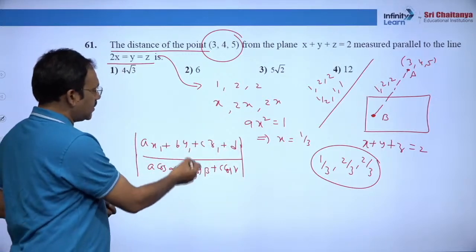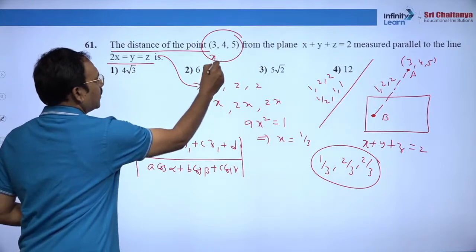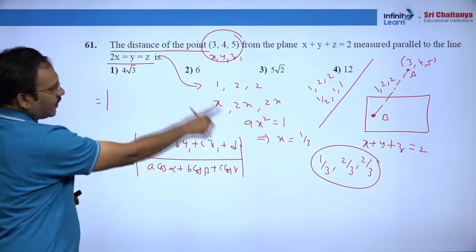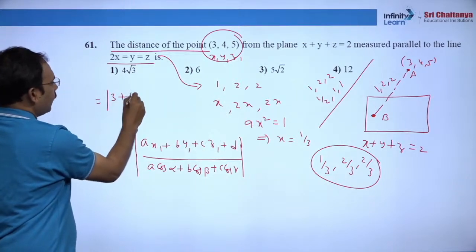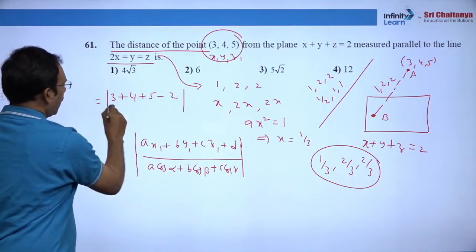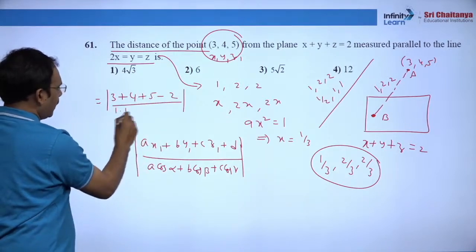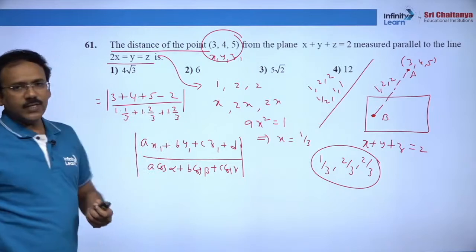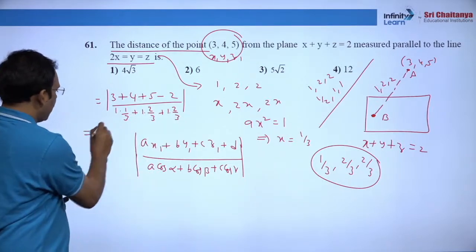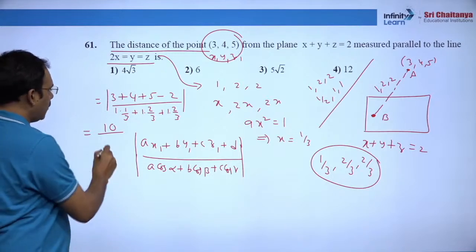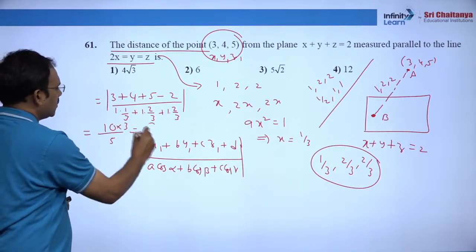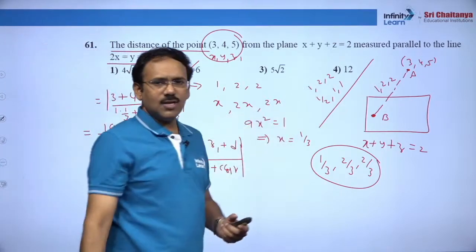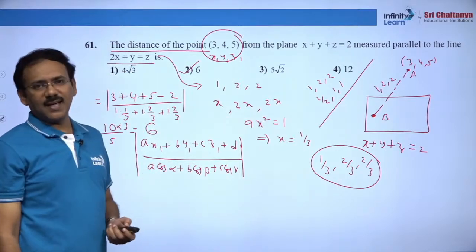Here a, b, c and x1, y1, z1 are nothing but this point. You can apply the shortcut, my dear friends. This is going to be (3 + 4 + 5 - 2) divided by (1 into 1 by 3 + 1 into 2 by 3 + 1 into 2 by 3), which is going to be 10 by 5 by 3, which is 6 finally. So you can do this problem in two ways. This is anyhow a routine procedure. Try to adapt this formula directly, dear students.